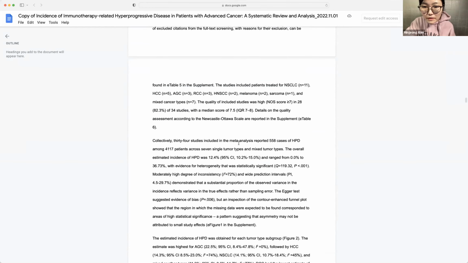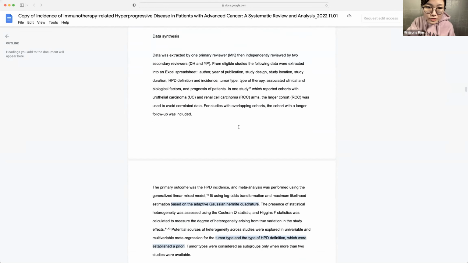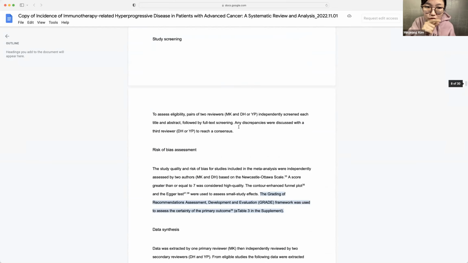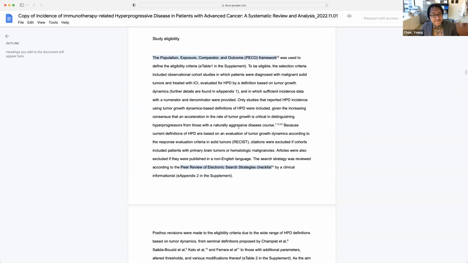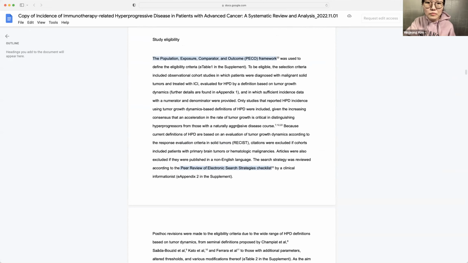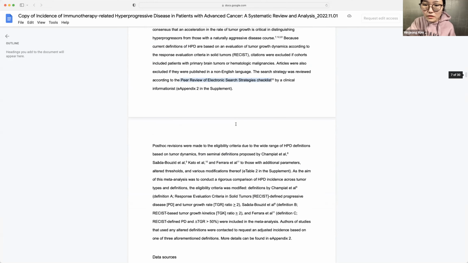Then in the method section, the reviewer had suggested subdividing it into even more sections. So that's what I did. And for the study eligibility, which is the first part of methods, he or she suggested adding the PICO framework, which you probably already know what it is. So that has been added as a table in the supplement as well.